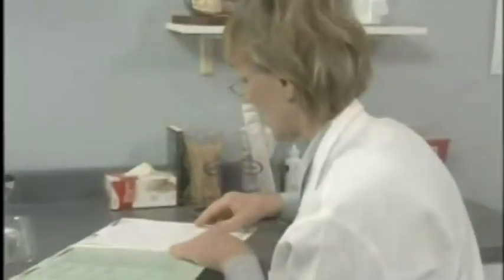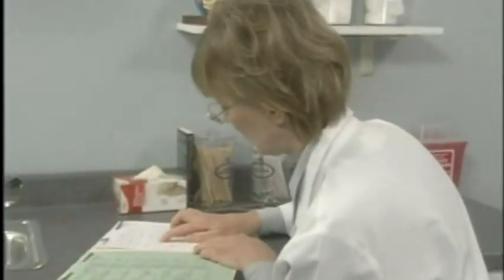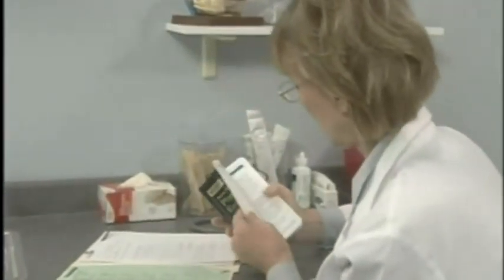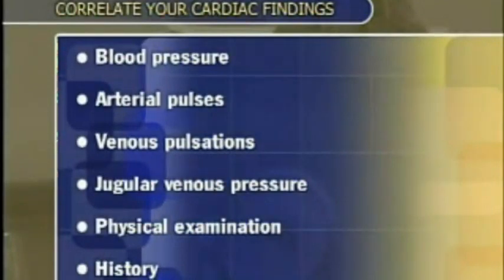A productive cardiovascular examination also requires that you think about the possible meanings of your individual observations, fit them together in a logical pattern, and correlate your cardiac findings with the patient's blood pressure, arterial pulses, venous pulsations, jugular venous pressure, the remainder of your physical examination, and the patient's history.